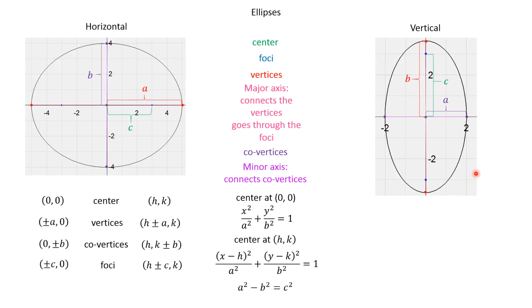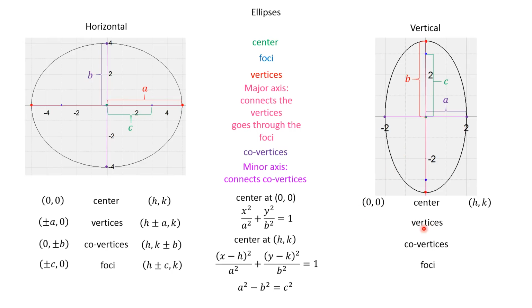For vertical, we're going to do the same thing. We'll have a center at 0, 0 or H, K, and we're going to find the same pieces. Now, the vertices and covertices, all that really changed with those is the name, because now this one is further away than that one. The name changed, but how we find it doesn't change.